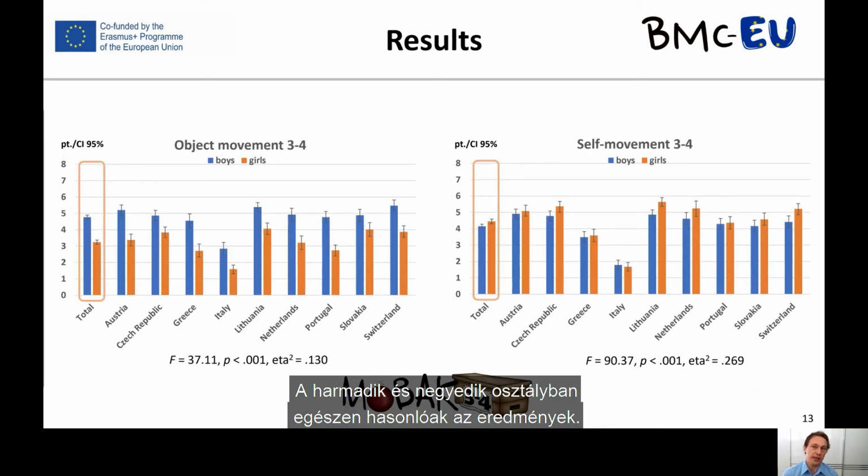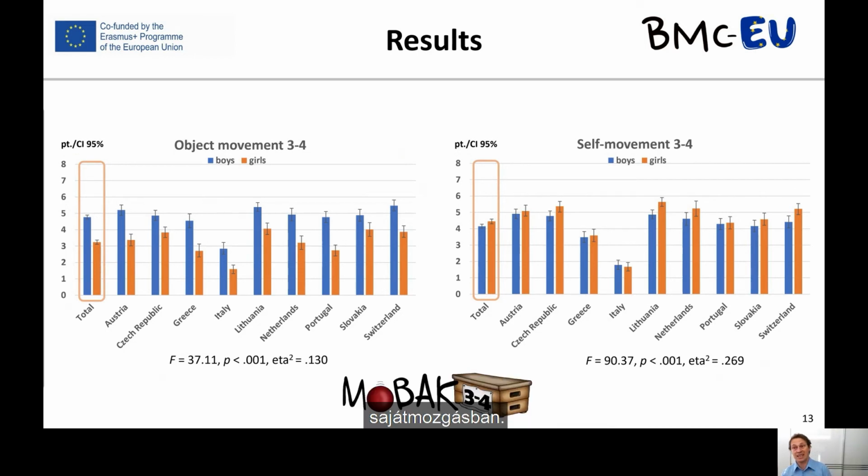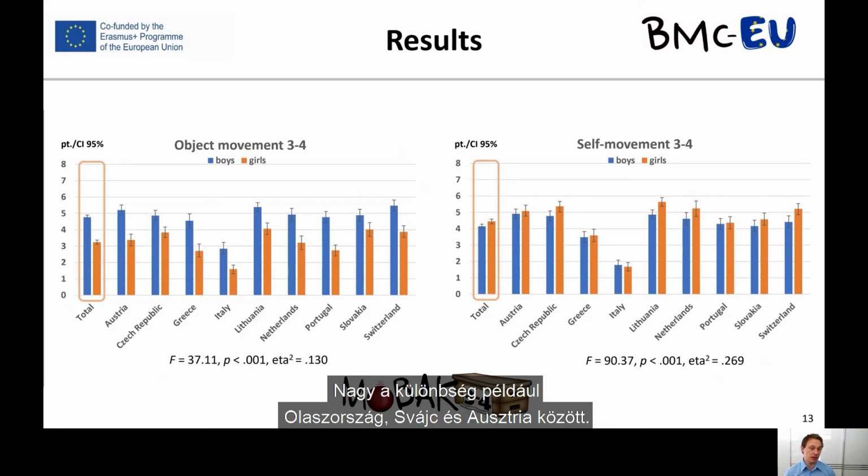In the third and fourth grades, the results are quite similar. The boys show a better performance in object movement, the girls perform slightly better in self-movement. But again, there are significant differences between the country-specific samples. So you see big differences between Italy and Switzerland, Austria, and so on.